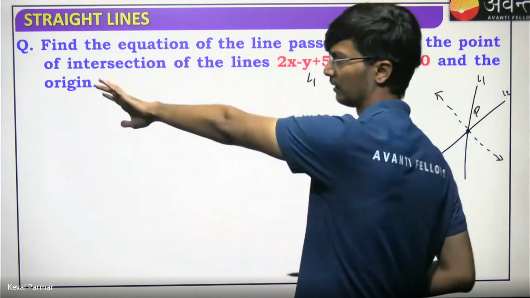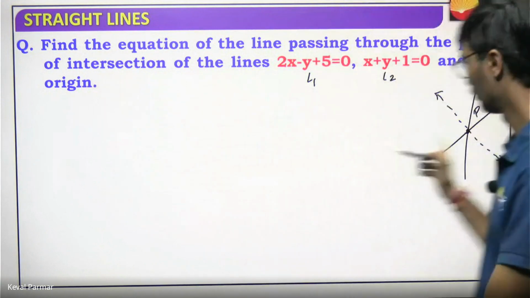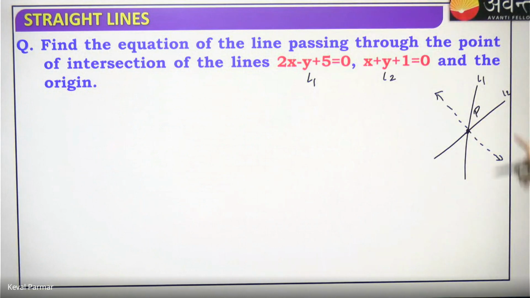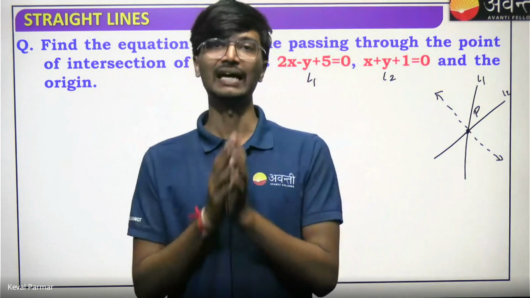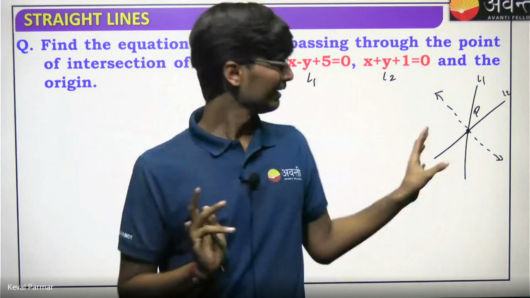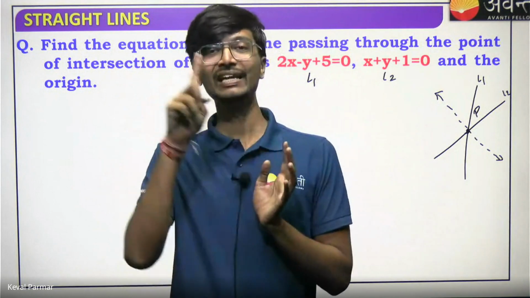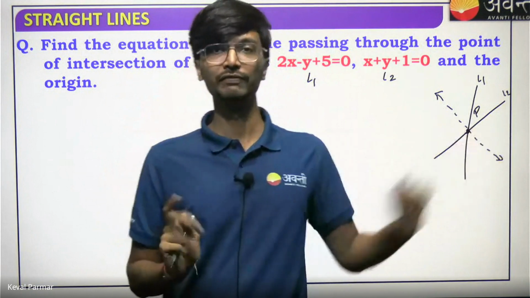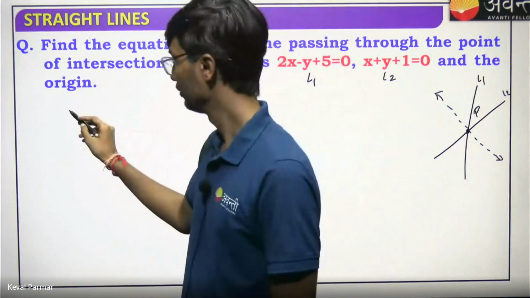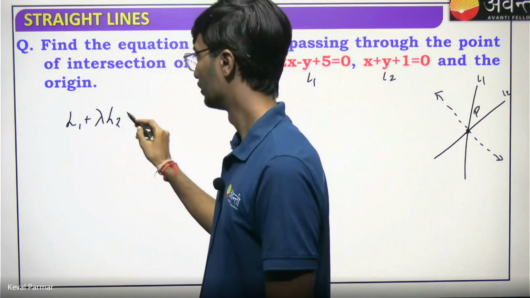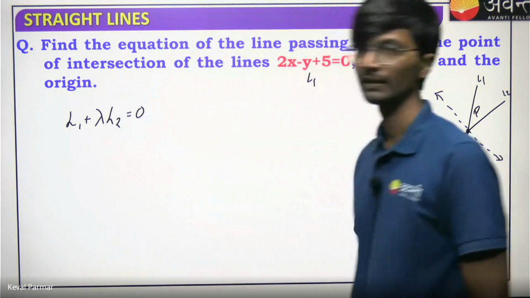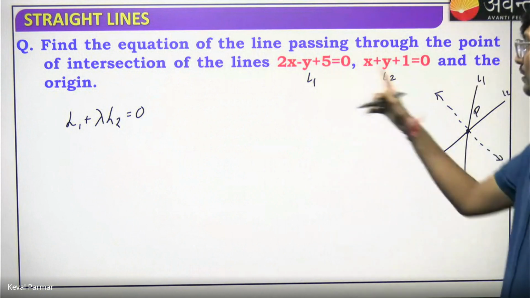Now let's keep the origin aside. First we'll see what this means. As we know, there will be an infinite number of lines passing through point P, and these infinite number of lines are called a family of lines. Now if I want to find the equation of any line from this family, I can find it by using L1 plus lambda times L2 equals 0. Correct, guys? So this is L1, this is L2.